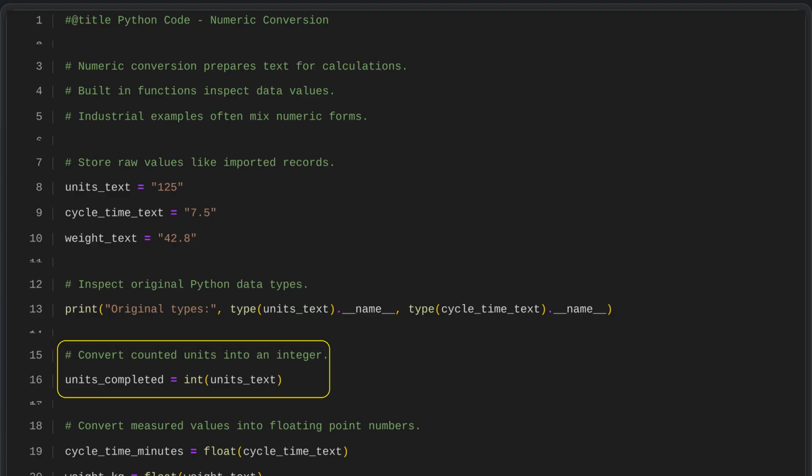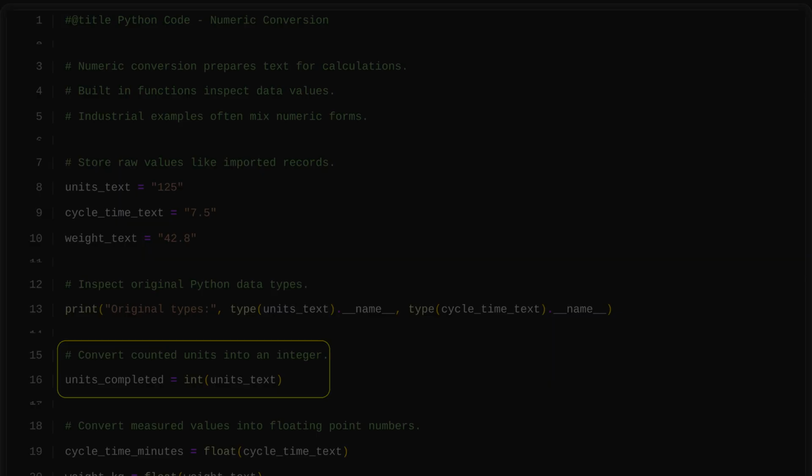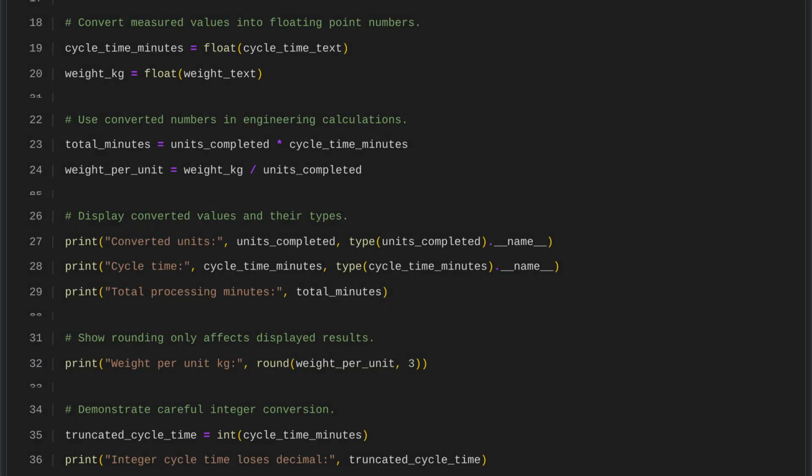We convert the units from text into an integer using the built-in integer conversion function. This changes a numeric string into a whole number, making it possible to use the value in arithmetic calculations. Convert the cycle time and weight from text into floating point numbers so they can be used in calculations. This preserves decimal precision, which is important for time, weight, and engineering measurements. Once converted, these values are ready for accurate mathematical operations.